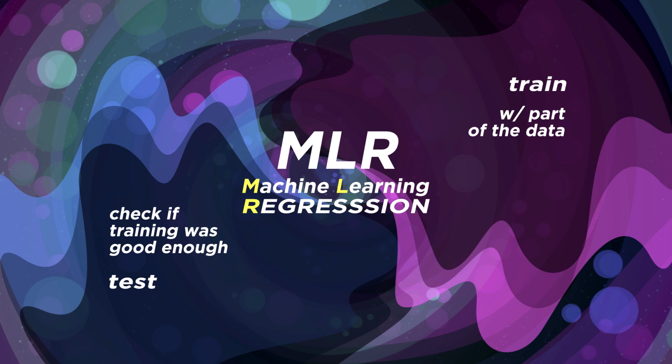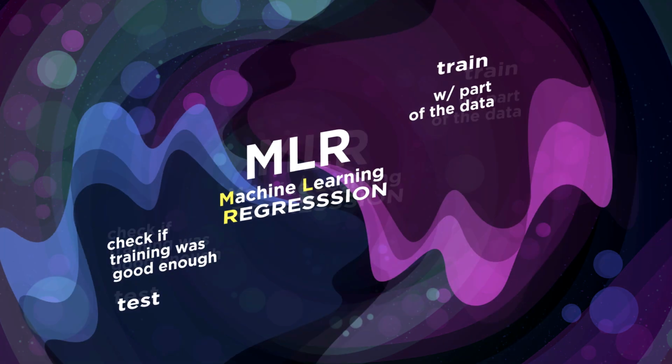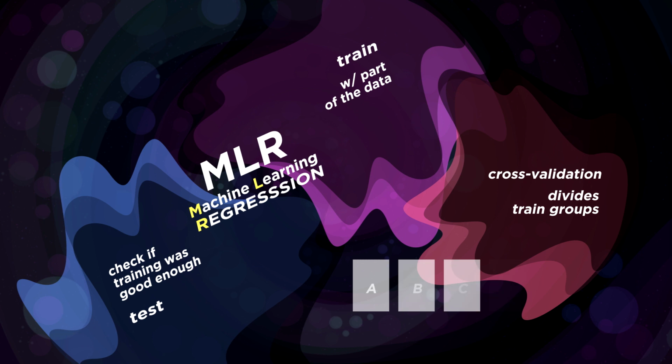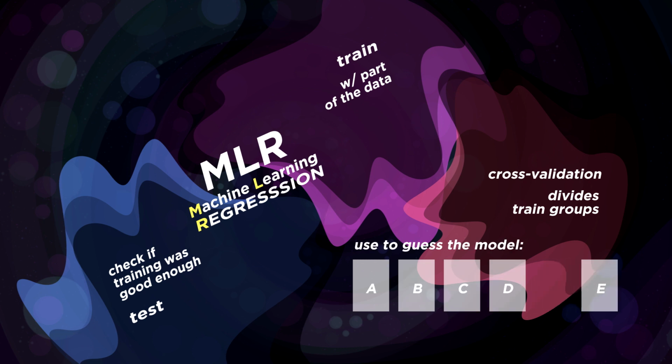Plus, in ML, there's this thing called cross-validation, which divides our training group into even more groups. Let's say 4 out of 5 are used to make the model, right? And 1 is used for checking. Then they all kind of rotate until everyone was used as a checker. Okay, so let's get to the mechanism of how this would happen.